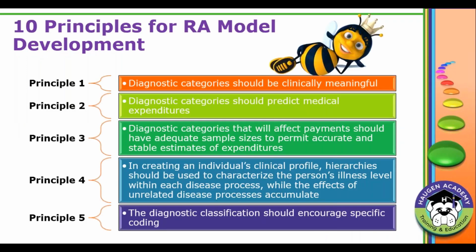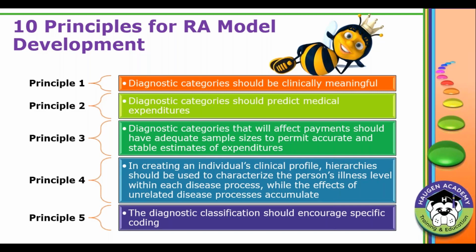So there are 10 principles that went into developing the risk adjustment model. And this is just to give you some background to let you know why certain codes are included in the model and certain codes are not. And there's additional information on this in the documents that are posted on the Medicare Advantage website, which again, links are posted at the end of this presentation. So the first principle is that diagnostic categories should be clinically meaningful.